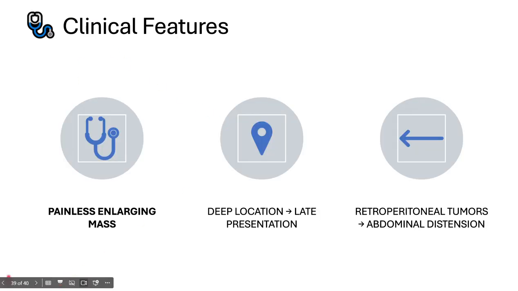The clinical features are like the lipoma, which was painless, and this is also painless, and it is an enlarging mass. And where does this occur? In deep locations, like in the thigh and retroperitoneum. The presentation is very rare, and retroperitoneal tumors have these. And if there is a retroperitoneal tumor, abdominal distension can occur.